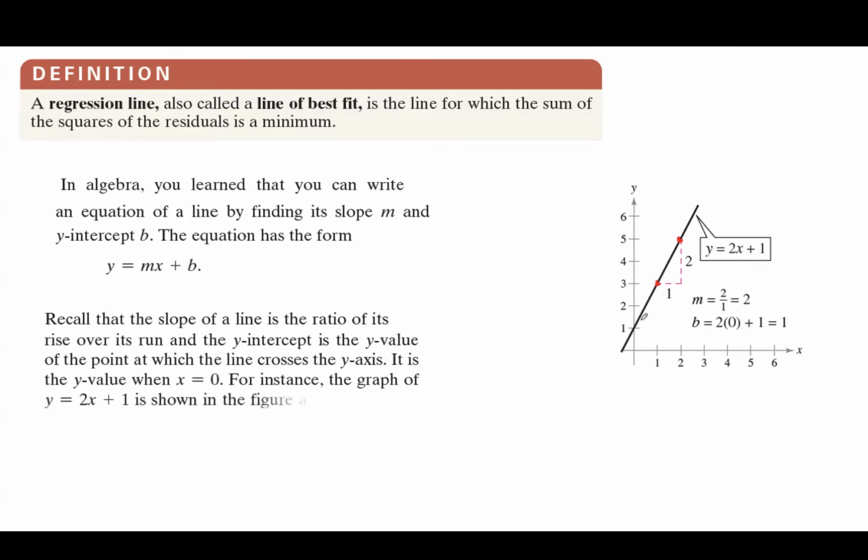So again, to find the y-intercept, when you have y equals 2x plus 1, you set x equal to 0 and you get 1 as the y-intercept. But how do we find the y-intercept when it comes to statistics and data science? That is the question that we try to answer.